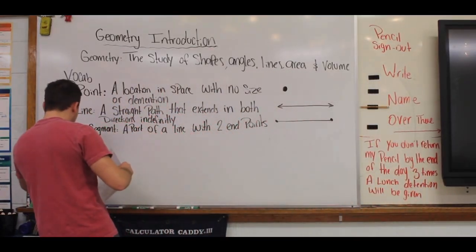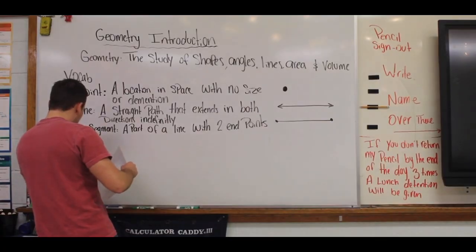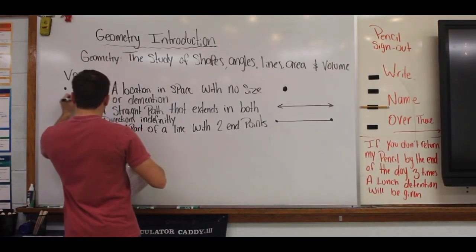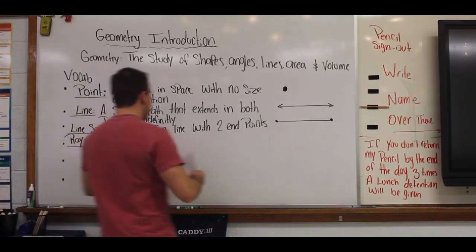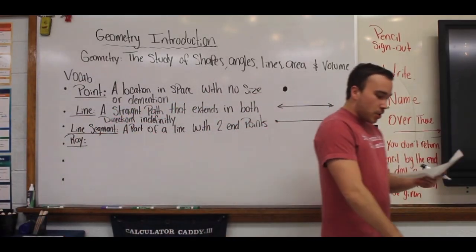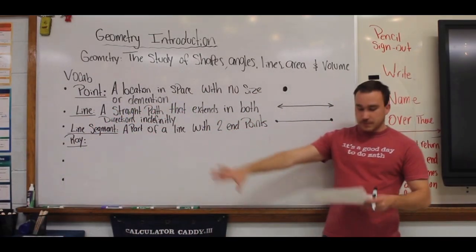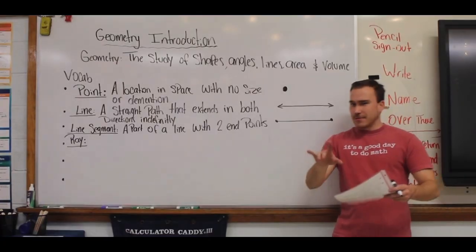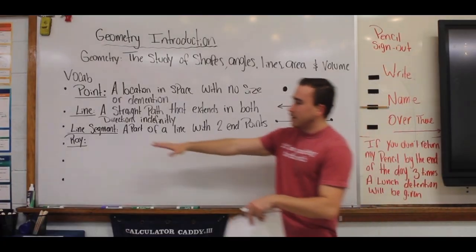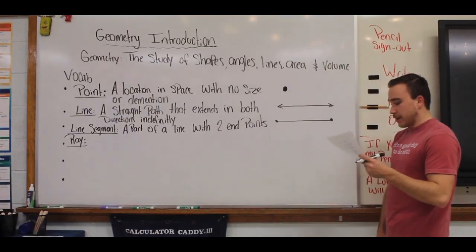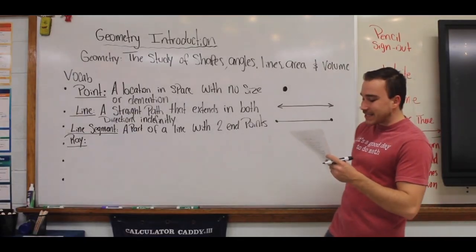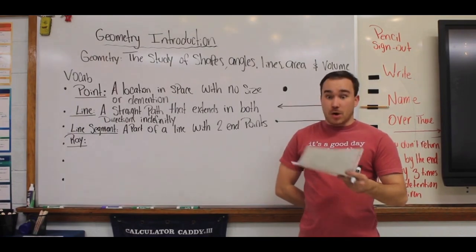Alright? Then we have a ray. R-A-Y. Let me underline, just so you can clearly see what the words are. Next up we have a ray. Not array, like multiplication. A ray. So a ray is a part of a line that starts at one point and then extends infinitely in one way, or indefinitely.